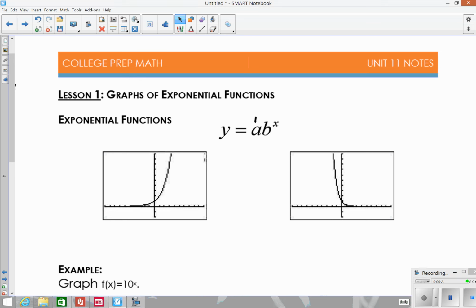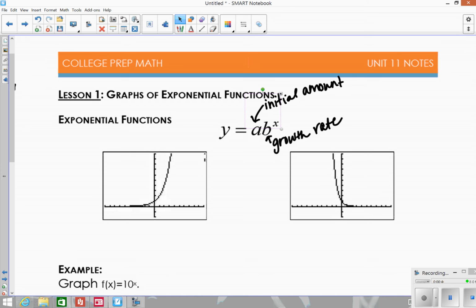And a is going to represent the initial amount, so whatever we're starting with. And b is going to be the growth or decay rate. But b is considered the base, and the reason why this is considered an exponential function is because the variable x is now the exponent. Typically, x is not an exponent. It might be like x squared or x to the third, but in this case, x is the exponent. So that's why they're called exponential functions.